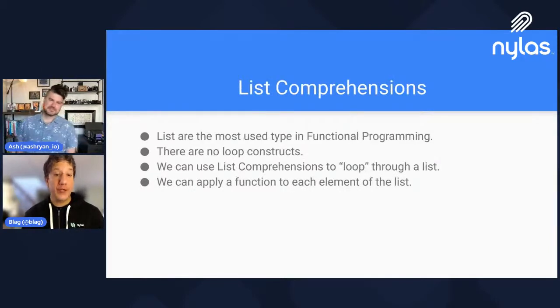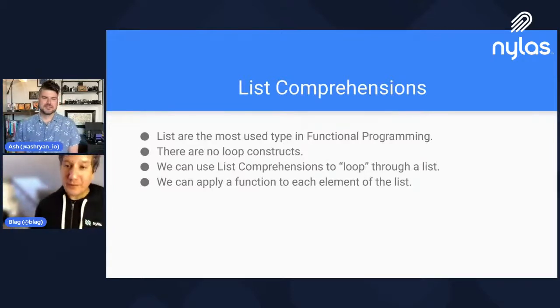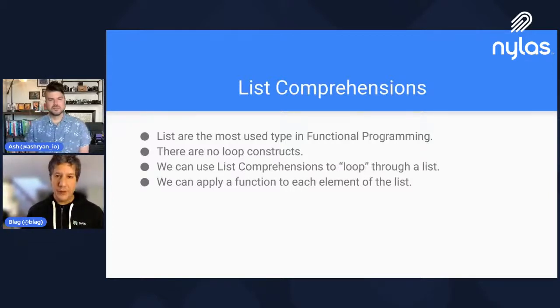Then we have list comprehensions, because actually lists are the most used type in functional programming. Usually you don't have arrays or anything like that. You have lists. And I think that comes from Lisp, actually, where everything was lists and parentheses. Also, there are no loop constructs, so you don't have a for or a while, things like that. Usually you use recursion. So lists help with that.